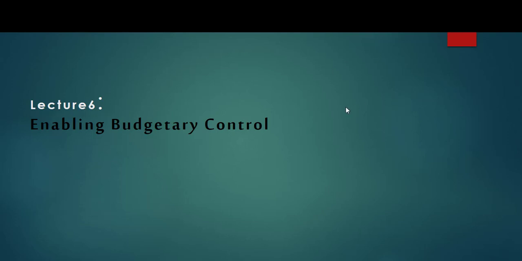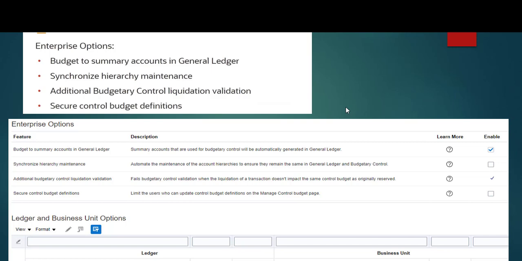Let's continue enabling budgetary control. Let me give you a brief overview of what we have got here for these options. We can budget to summary account in general ledger. Most of them say exactly what they are going to allow you to do. But we have the option to budget to the same level in general ledger as in budgetary control.